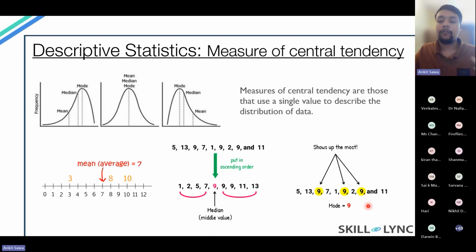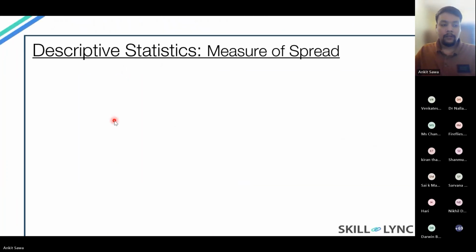Similarly, the mode is the most appearing value in a particular data set. Here, in this data set, 9 is the most appearing value, so 9 becomes the mode. All three of them have different statistical significance. On the graph, you can see the mean, median, and mode plotted. For a symmetrical data distribution, you would see all three of them overlapping each other.